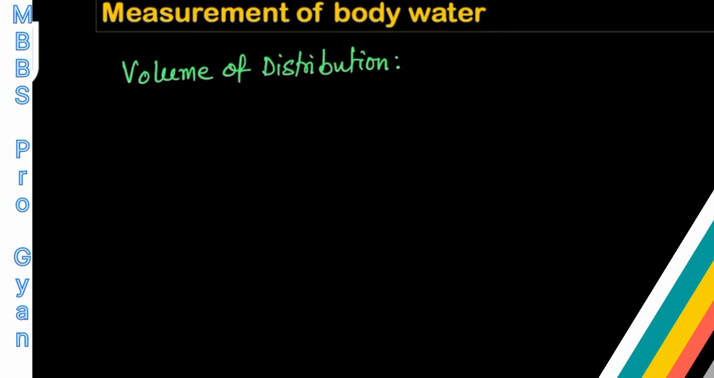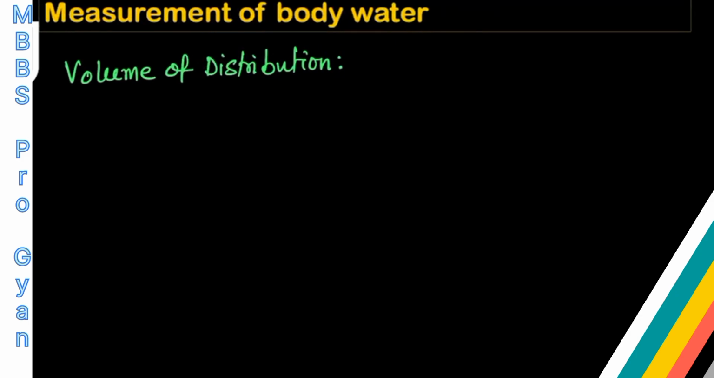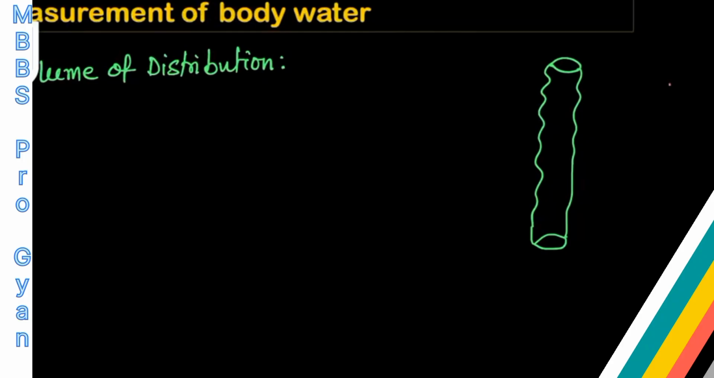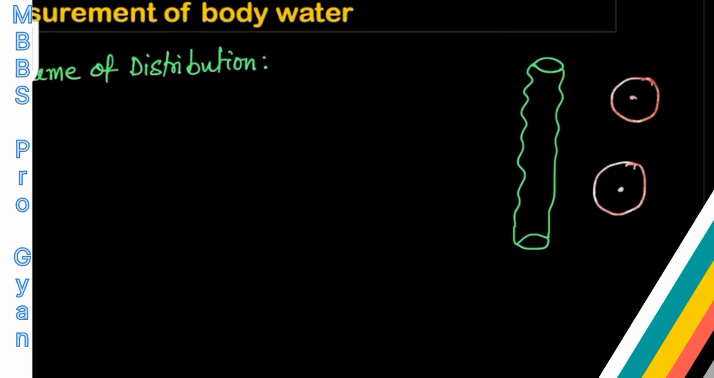Okay, so volume of distribution. You will also read this volume of distribution concept in your pharmacology. The concept is very similar. Okay, so what is done in this volume of distribution? I will tell you the formula, but before that understand. So suppose this is the capillary of a person. Okay, and these are the various cells of the body.